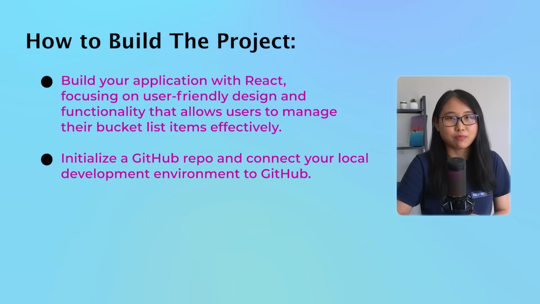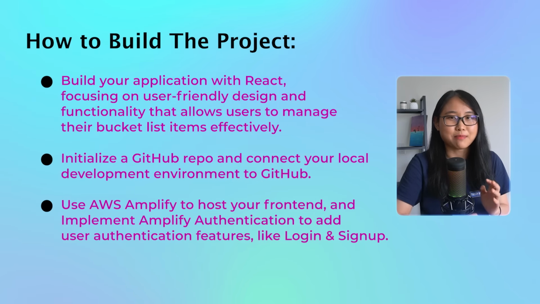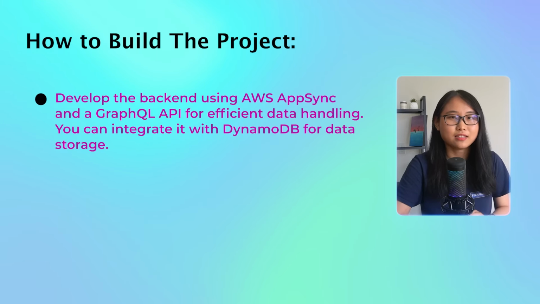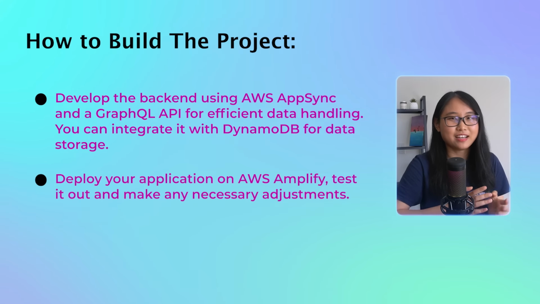Next, initialize a GitHub repo and connect your local environment to GitHub. After that, use AWS Amplify to host your front-end and implement Amplify authentication to add features like login and sign up. Once that's done, develop a backend using AWS AppSync and GraphQL API for efficient data handling. You can integrate it with DynamoDB for data storage. And finally, deploy your application on AWS Amplify, test it out, and make any necessary adjustments.